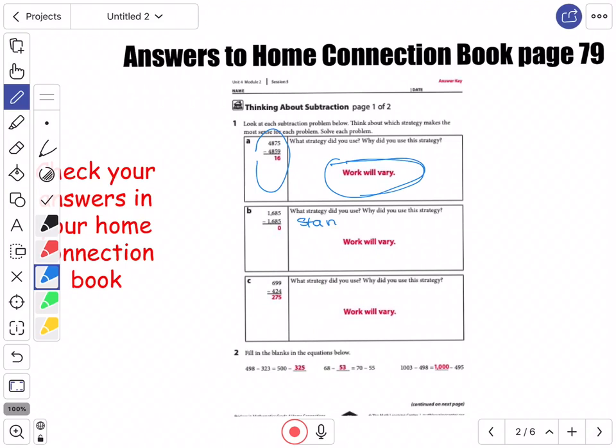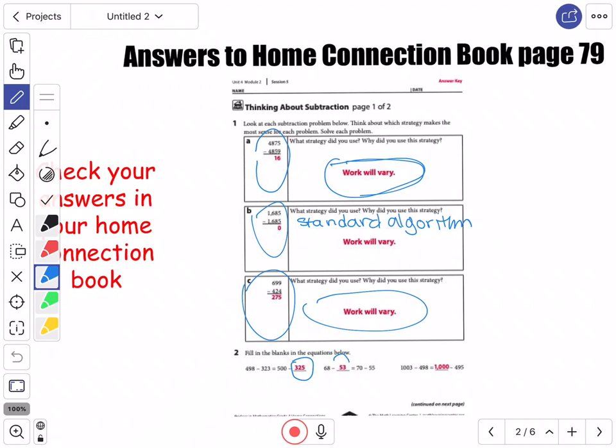For this one, I think you could have totally used the standard algorithm. And I also think for the second one, you could have used the standard algorithm just because the answer is 0. So that one was pretty easy, right? And for the next one, what strategy did you use and why? For that, you could have used the standard for each and every one of them. It really doesn't matter, but just make sure that you have an answer. So you should have 16, 0, and 275, okay?